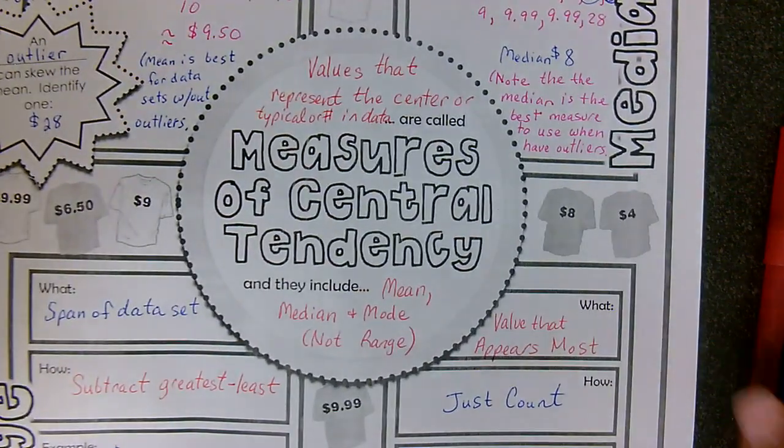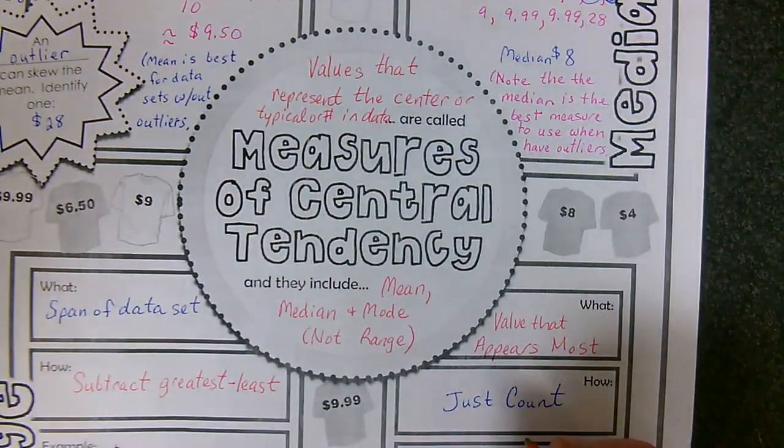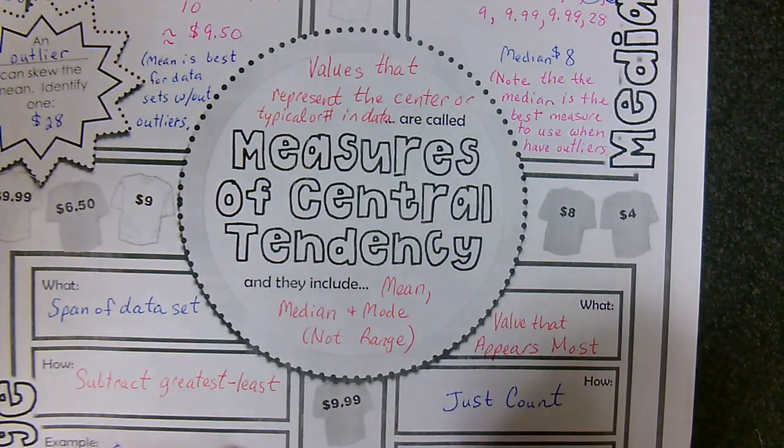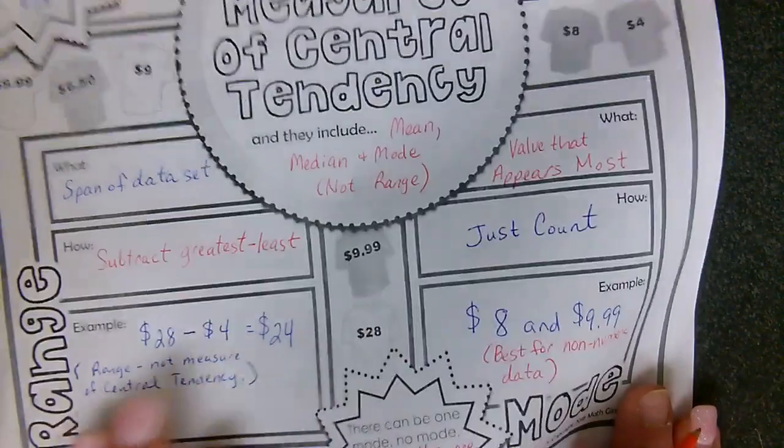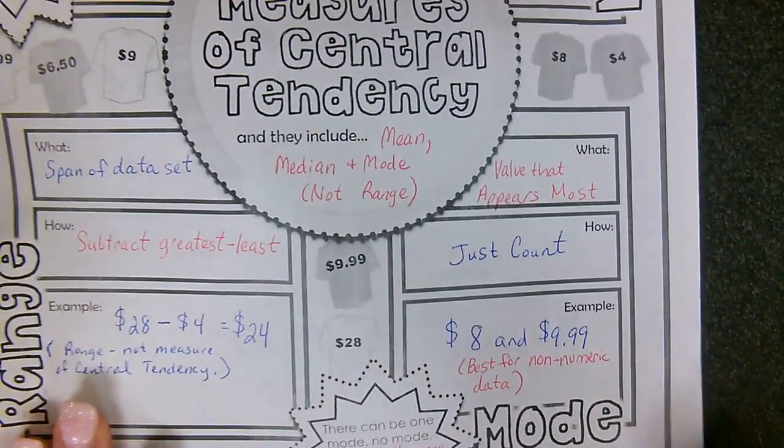So note, mode is best for non-numeric data. Like how many shirts do you have in red compared to blue, things like that. Non-numeric data. Okay? So best for non-numeric data. There you go.